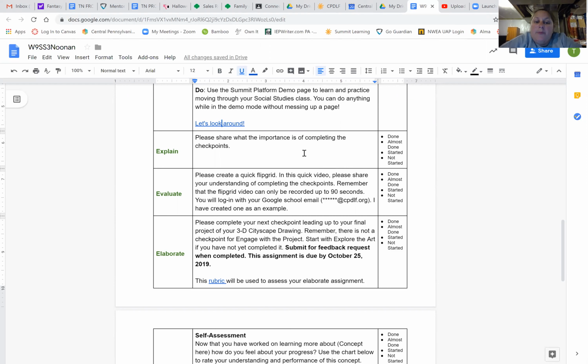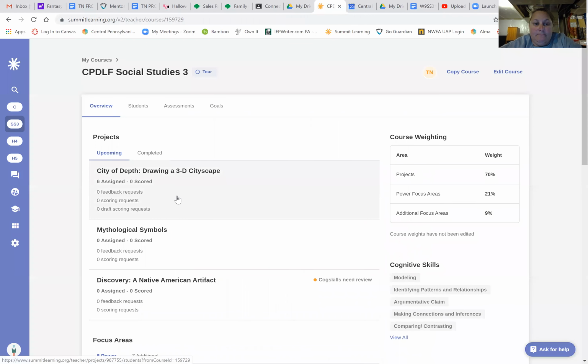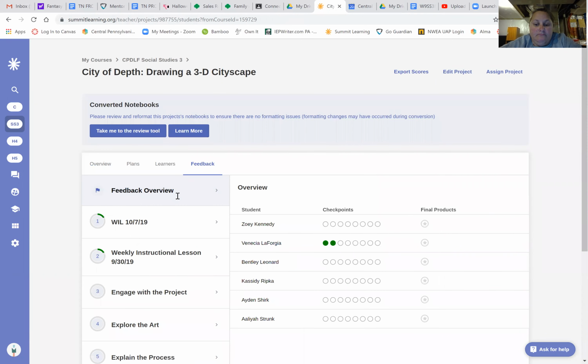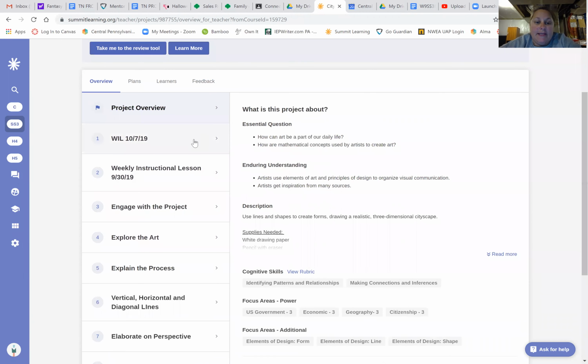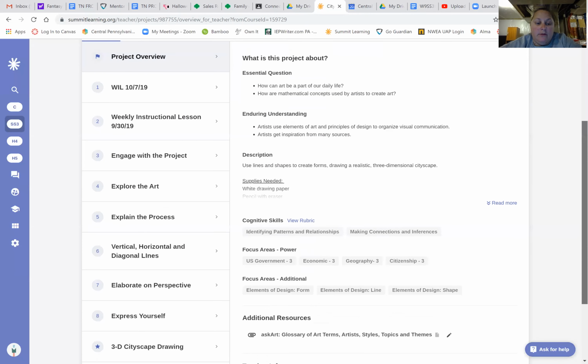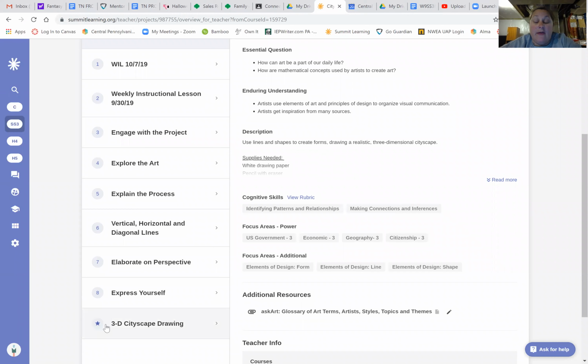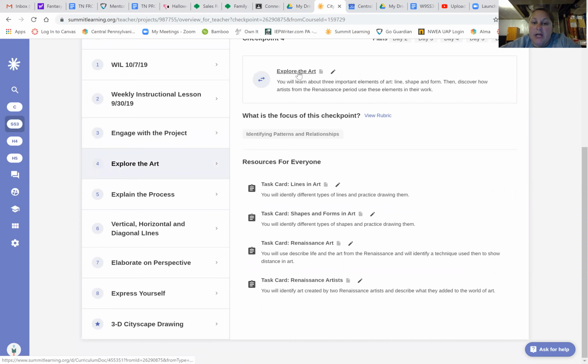After you do that, please share what the importance is of completing the checkpoints. Let's take a look at those checkpoints. These are all of our checkpoints and they're numbered. When you get down here, it is a star. That is your project. So let's take a look. Explore the art. Here is your checkpoint.